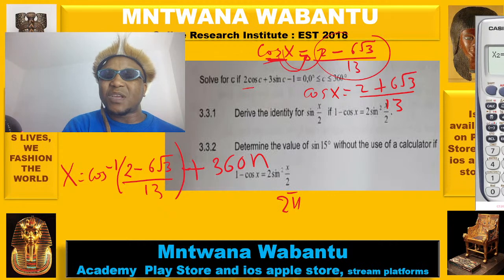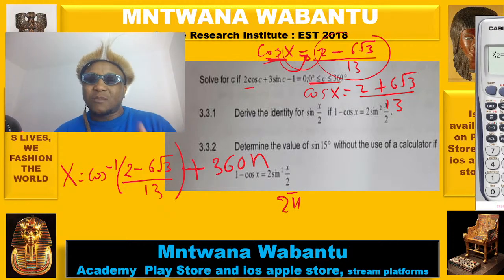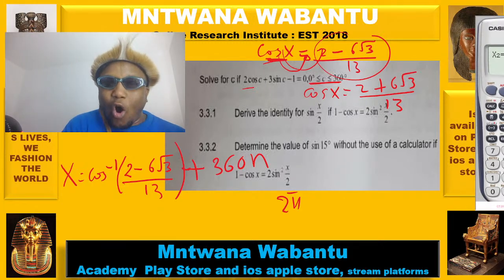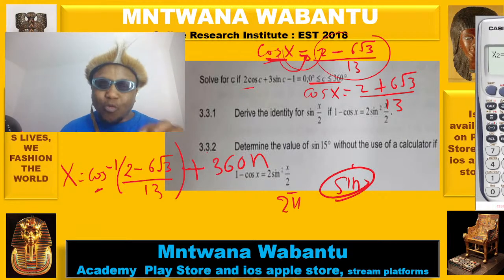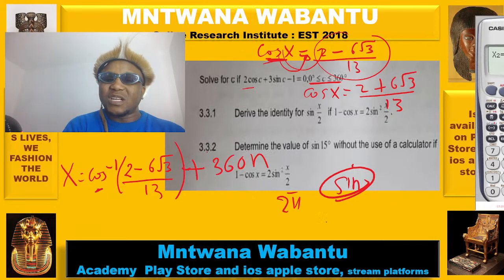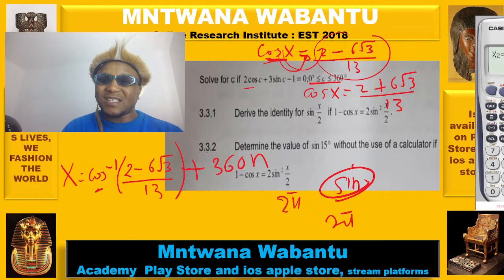The reason why I write 360 is because if you look carefully at the question, they give us a term in degrees. So that's why I wrote it in terms of 360. Always you must add 360 if you find the inverse of cos or sine, so 360n. If you don't want to use 360, you can say 2 pi. Like I said, 2 pi and 360 are the same thing.